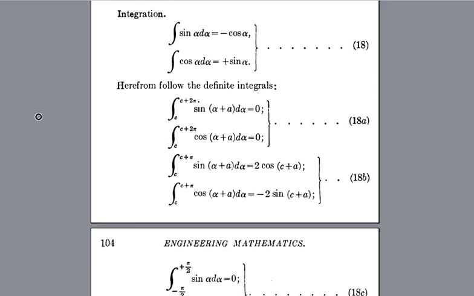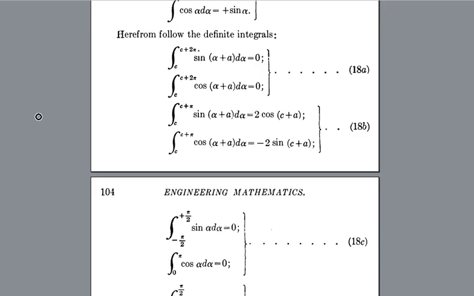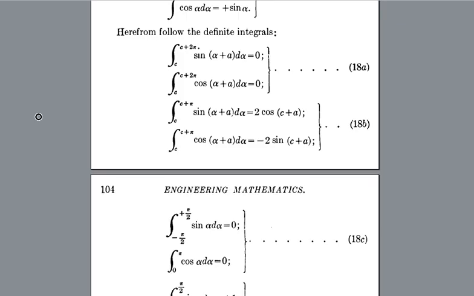The following definite integrals hold true. The integral from negative pi divided by 2 to positive pi divided by 2 of the sine of alpha with respect to alpha equals 0. The integral from 0 to pi of the cosine of alpha with respect to alpha equals 0.